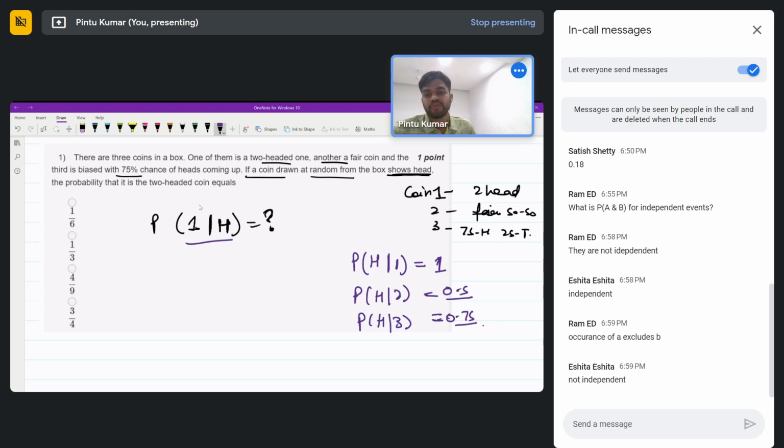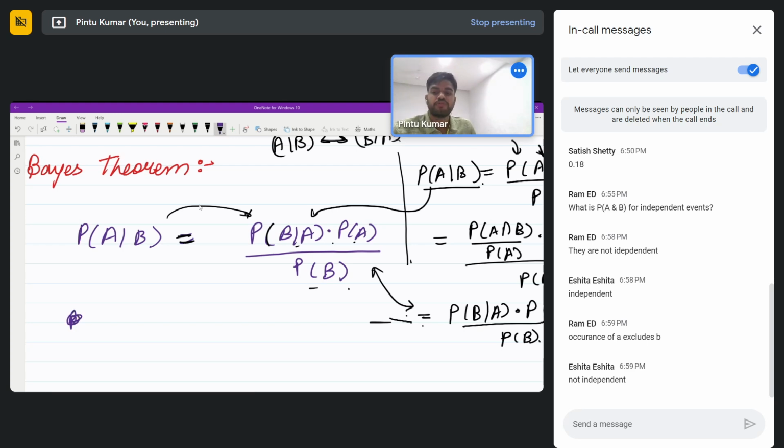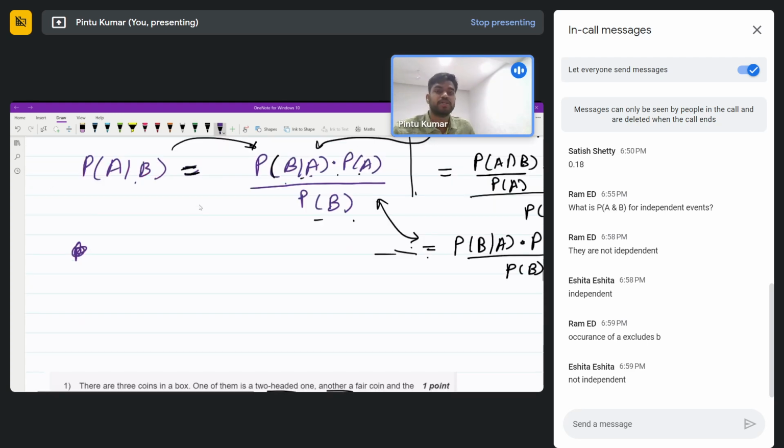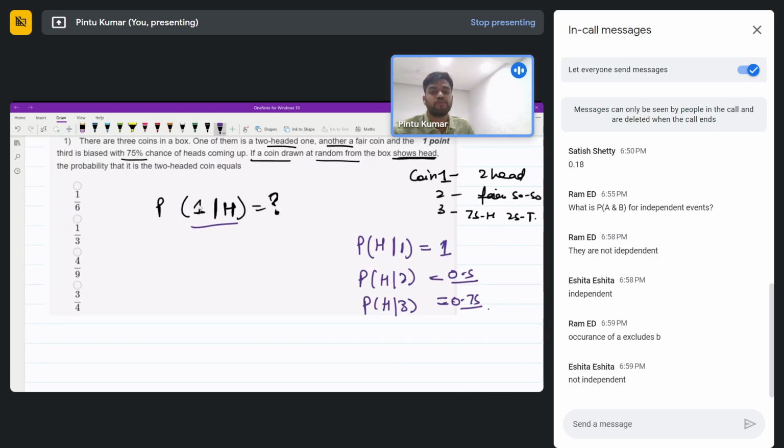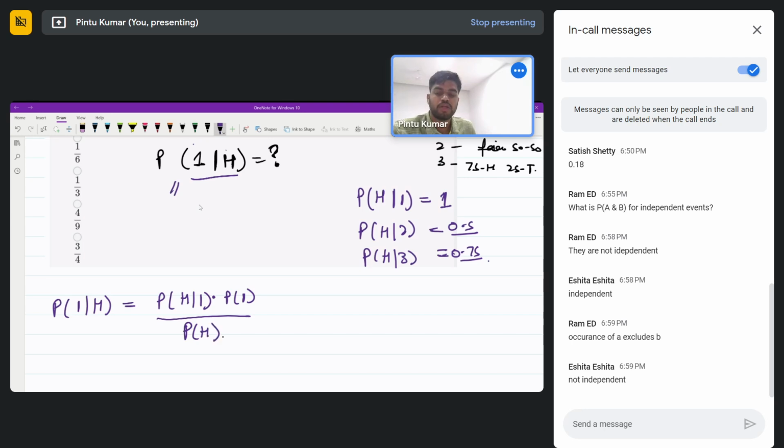And this is what we want to calculate. Now, if you remember Bayes theorem, when we want to switch from A given B to B given A, we use this theorem, right? So here also the information given to us is in the form H given something, and we want to calculate 1 given H. So we use Bayes theorem on it. Probability of 1 given H is nothing but probability of H given 1 into probability of 1 divided by probability of H.